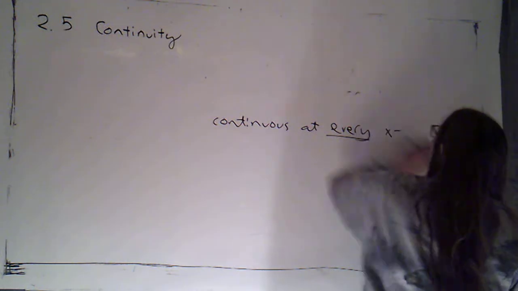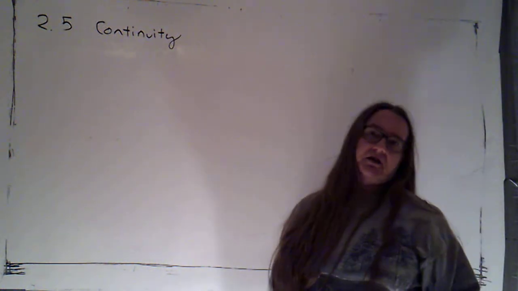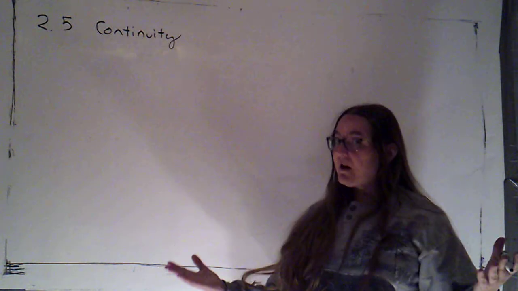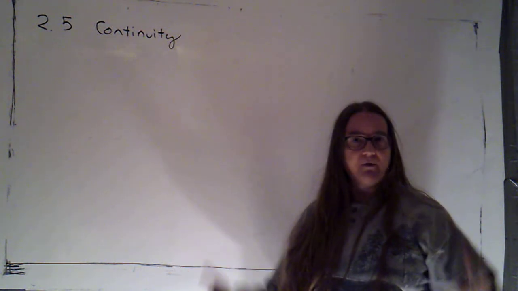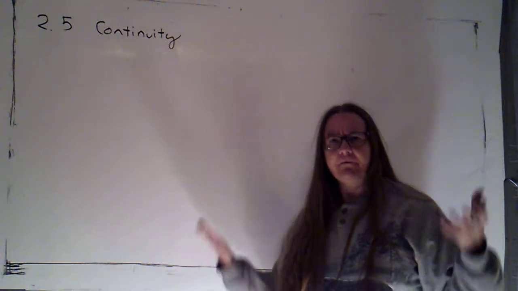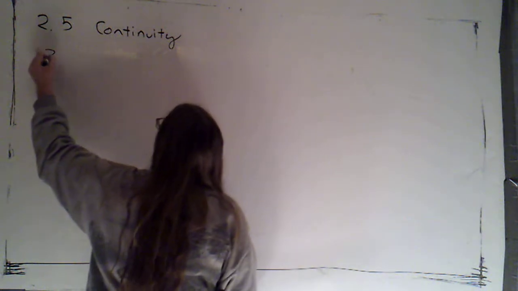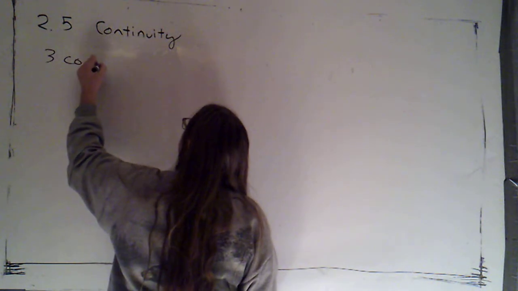I want to just go over three common types of discontinuities. This isn't an exhaustive list. Functions can be discontinuous lots of different ways. I'm not going to attempt to record every weird thing that could happen. But here are three common types of discontinuities.